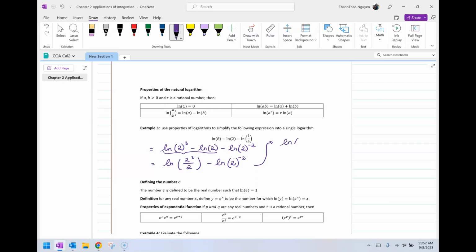This means I have ln of 2 to the second minus ln of 2 to the negative 2. This is the same as saying ln of 2 to the second divided by 2 to the negative 2. That is ln of 2 to the second times 2 to the second. Ln of 4 times 4, that's 16, so that is 2 to the fourth.